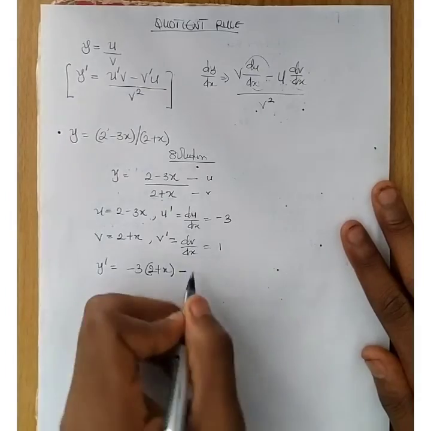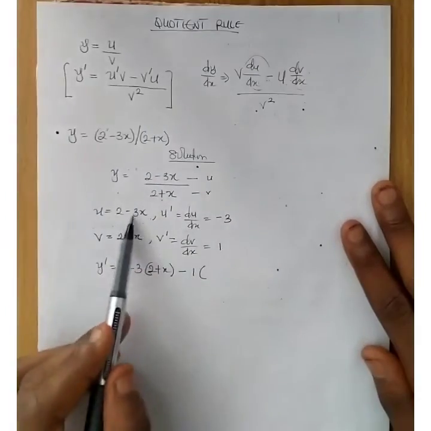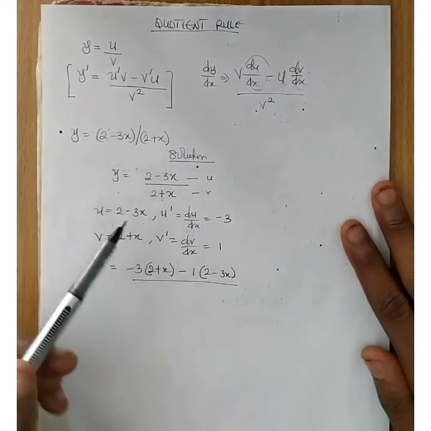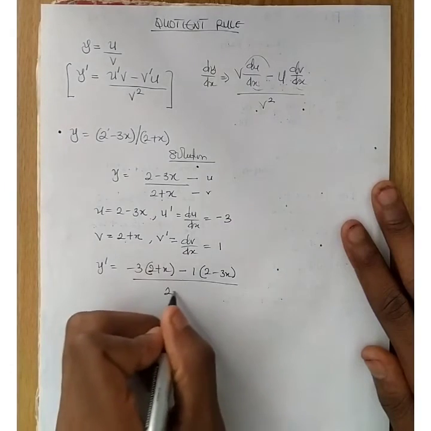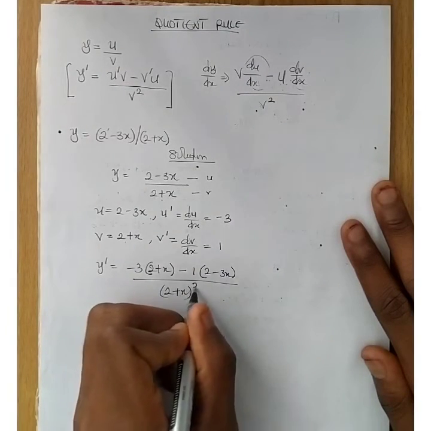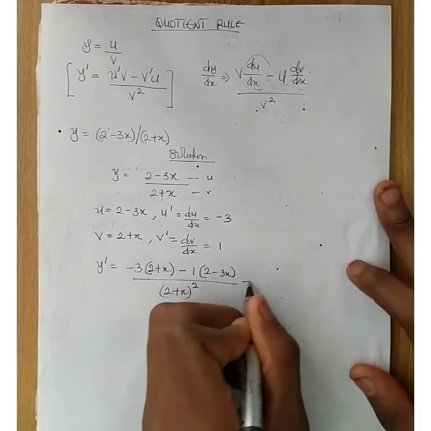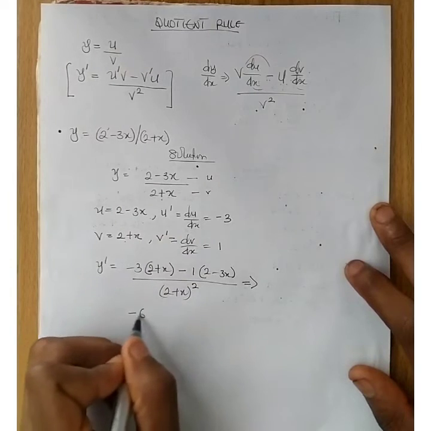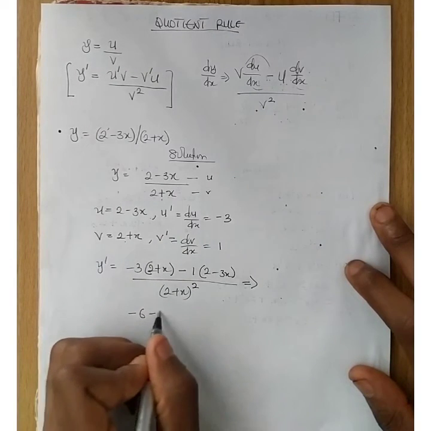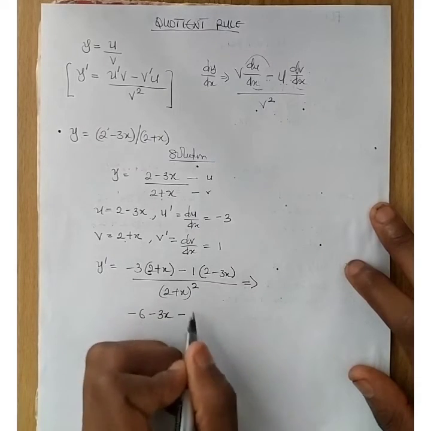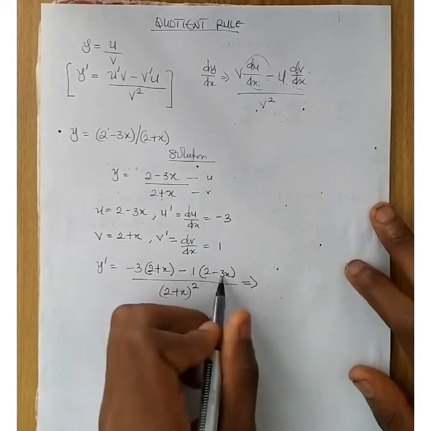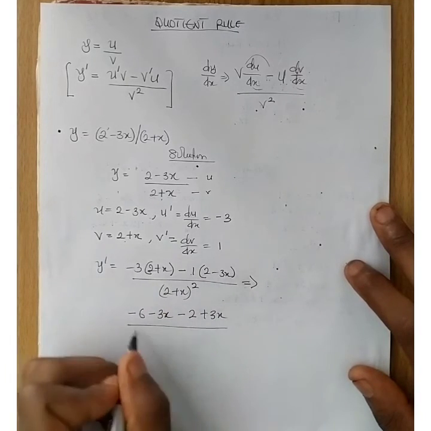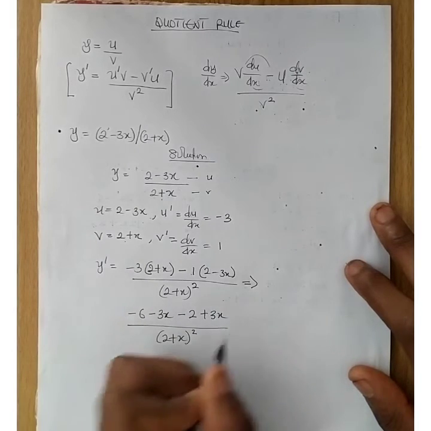And v prime is what? 1. 1 is multiplying u. And function u is 2 minus 3x, all over v squared. And function v in our case is 2 plus x. So I can write 2 plus x all squared, right? Yes? So let's expand whatever we have up. So expanding, we have what? Minus 3 times 2 gives us minus 6. Minus 3 times x gives us minus 3x. On this other side we have minus 1 times 2 is minus 2. And minus 1 times minus 3x gives us positive 3x, all over 2 plus x all squared.